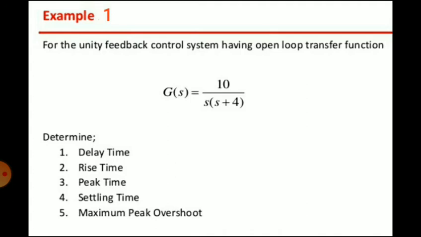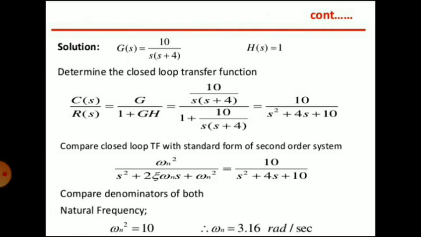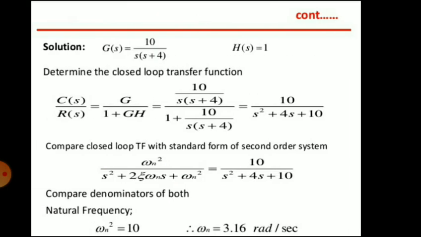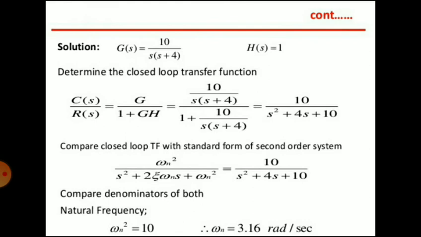First problem: for a unity feedback control system having an open loop transfer function G(s) equal to 10 upon s into (s plus 4), and it is a unity feedback system, meaning H(s) equals 1, you have to determine delay time, rise time, peak time, settling time, and maximum peak overshoot. So G(s) equals 10 upon s into (s plus 4), that is the given data, and H(s) equals 1 because it is a unity feedback system.